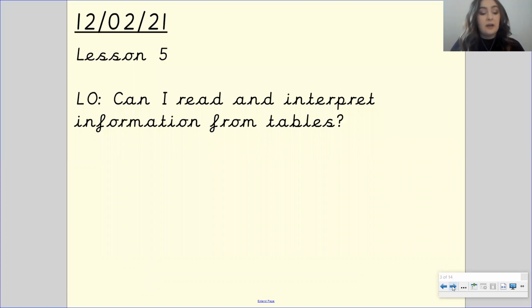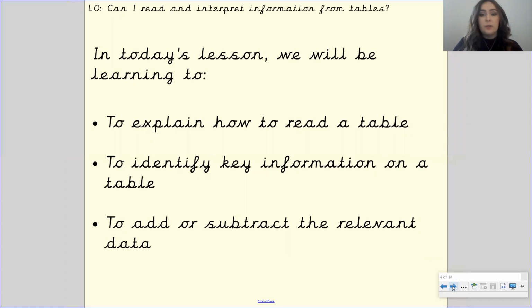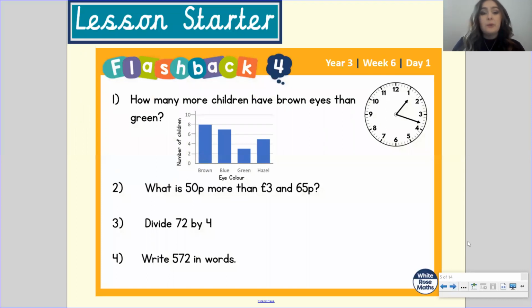Okay, so this is our fifth lesson, and our learning objective for this lesson is, can I read and interpret information from tables? So in today's lesson, we are going to be learning to explain how to read a table, to identify key information on a table, and to add or subtract the relevant data. But before we begin, we're going to do our arithmetic questions. So can you please pause the video here and on a mini whiteboard or a piece of paper, answer these questions.